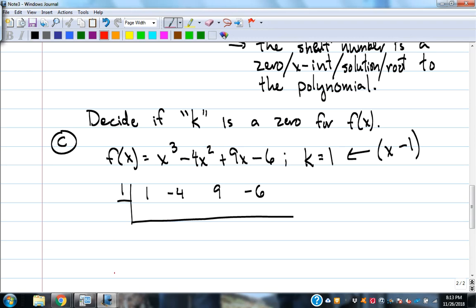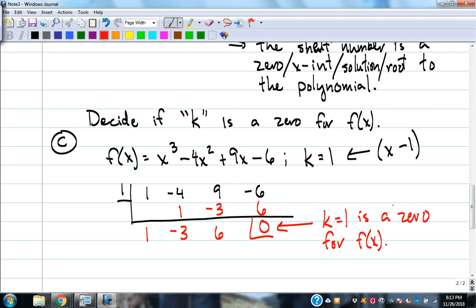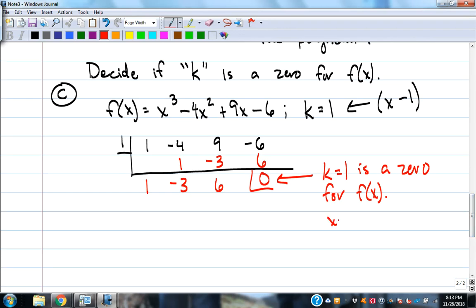Now, go through the process of synthetic division. What do we do with the 1? Drop it. Multiply it. Multiply. Remainder is 0. That right there, because the remainder is 0, that tells us k equals 1 is a 0 for f of x. It also tells us that x minus 1 is a factor.